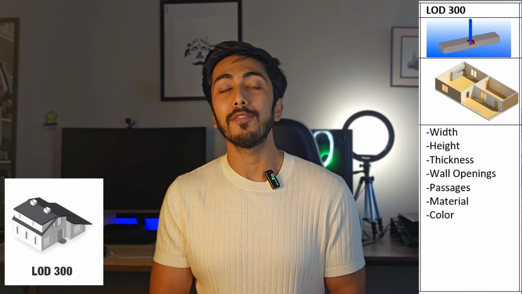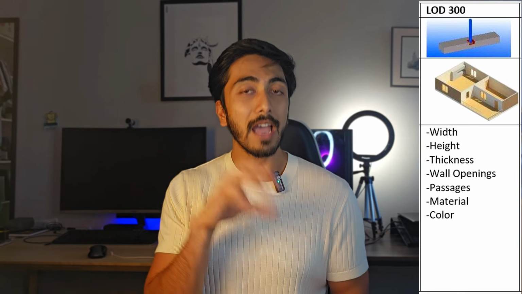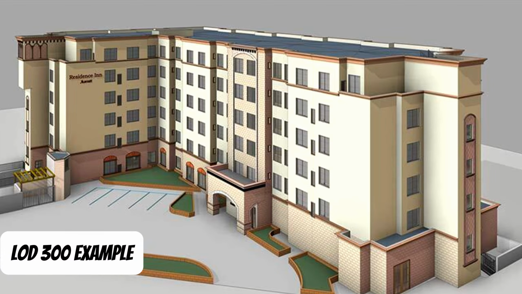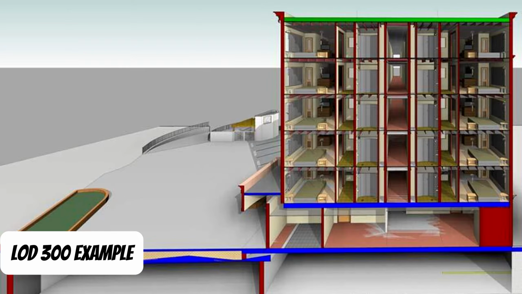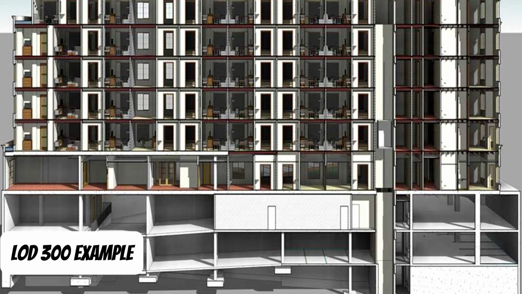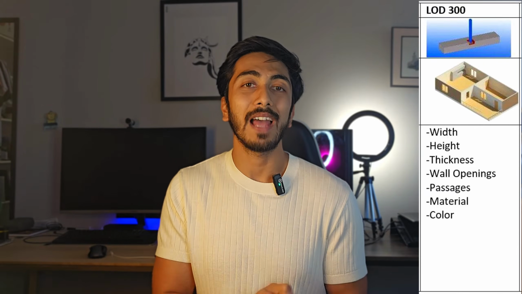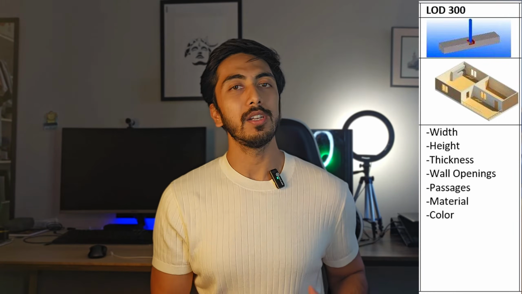Here you will have a very accurate dimension of your structures, very accurate dimensions of your internal layout, your sizes of the structure, your sections, elevations, plans, and so on. At this level, you finalize the drawings, you finalize your plans, your layout, your sections, elevations. All of these things are finalized at LOD 300.